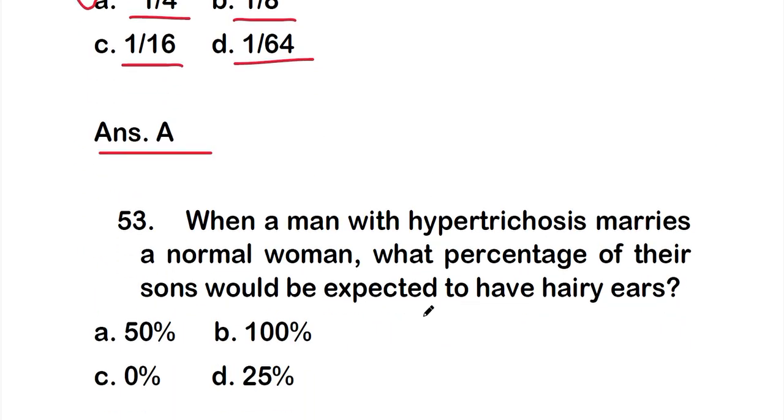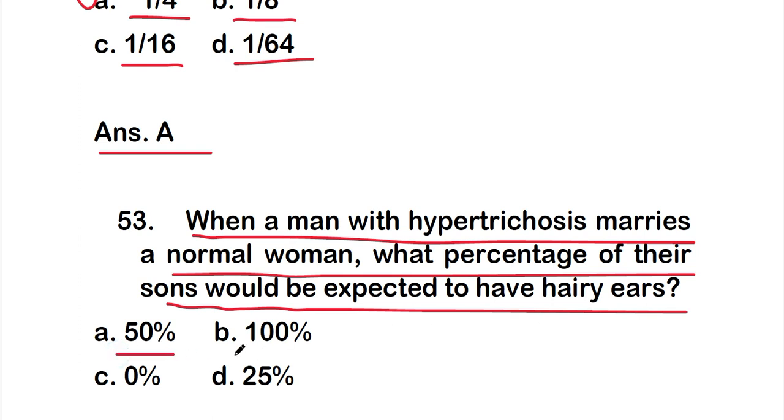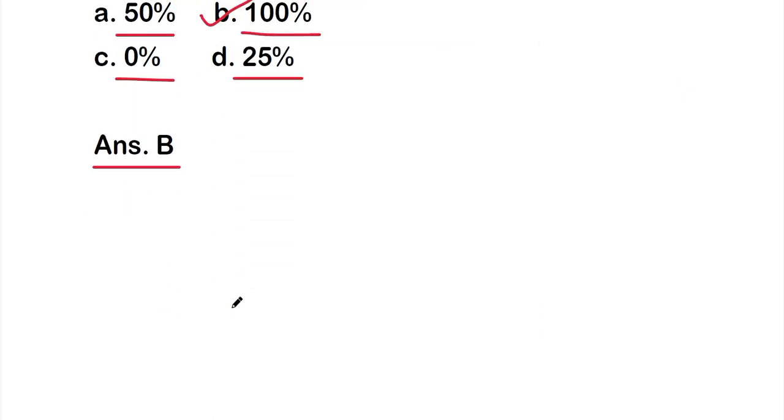Okay, so next is when a man with hypertrichosis marries a normal woman, what percentage of their sons would be expected to have hairy ears? And the options are option A 50%, option B 100%, option C 0%, option D 25%, and the right one is option B, that is 100%. So when a man with hypertrichosis marries a normal woman, what percentage of their sons would be expected to have hairy ears? That is 100%. Okay, so let's move on to question number 54.